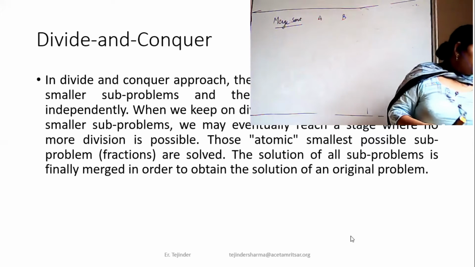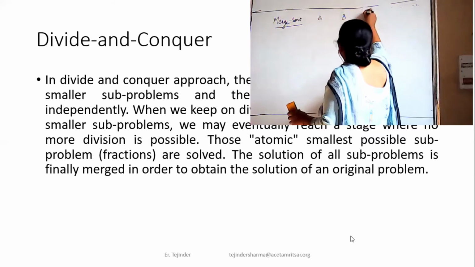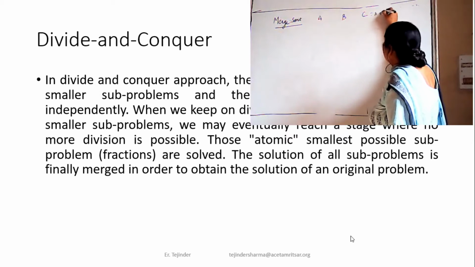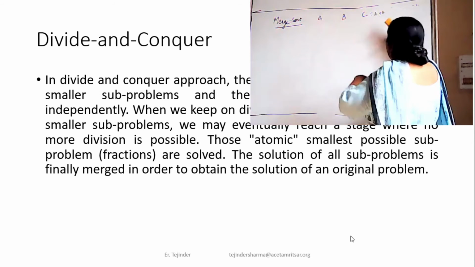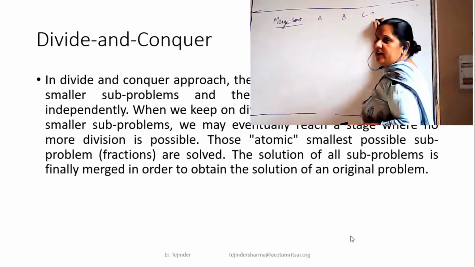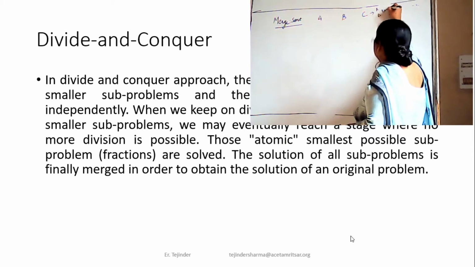So we are going to merge the two sorted arrays, or combine the two sorted lists into a third list, that is C, which will be equal to A plus B. It will have the elements from both A and B, but in sorted manner.